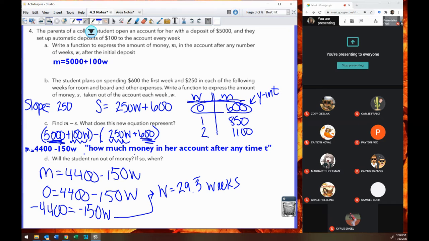And then what does this represent? How much money is in her account at any time. So I just said that's equal to the amount of money that she has. If it's asking you when she runs out of money, that means this value has to be 0. Or when is the money that she has set equal to 0. And then I solved it to figure out what number of weeks is going to drain her whole account.